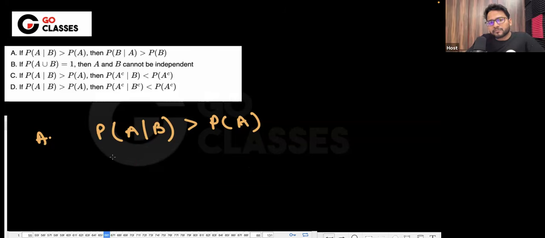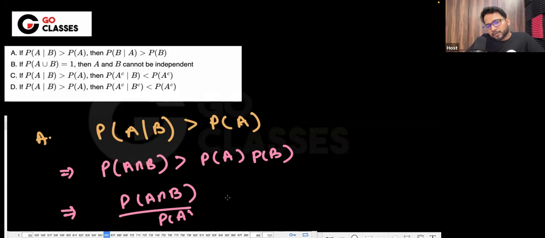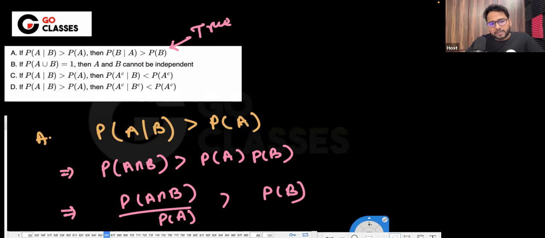So basically they are saying that probability of A intersection B is greater than PA into PB. I mean, it was divided by PB, but I'm just taking PB here. Now to write B given A, basically I need to divide by PA, right? So probability of A intersection B divided by PA is greater than PB, which is the same as this option. So you can say yes, option A is true, right? They're asking not true, or not correct, but option A is true. So option A and option C are actually very easy.